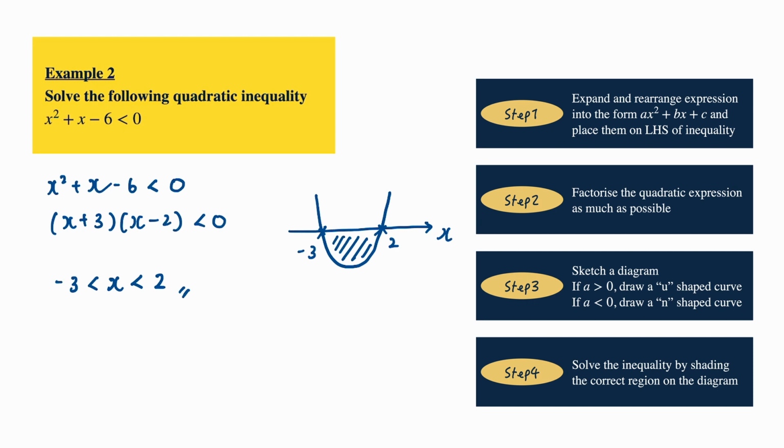Now just a bonus tip for you, if the inequality sign shows less than or equal to in the question, all we need to do is to replace all these less than signs with less than or equal to signs. And the answer will be -3 is less than or equal to x is less than or equal to 2.